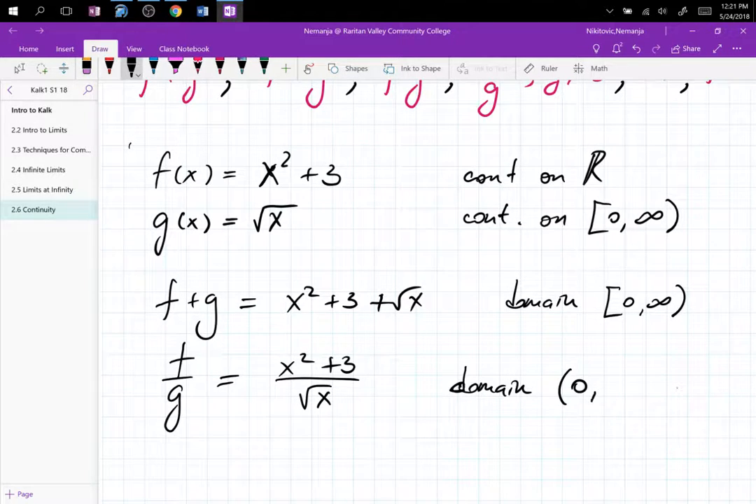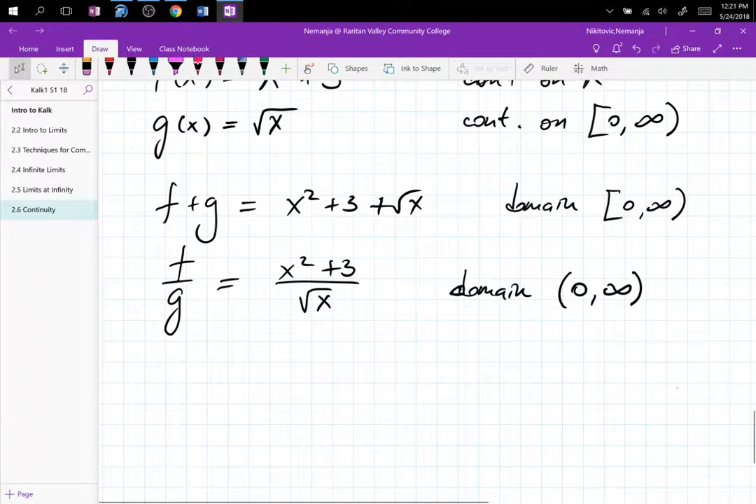Exactly, not including 0. So see, the domain is now even smaller. We kicked out 0 because your denominator is not allowed to be 0. Now, by the theorem above, this function combination is still continuous, but we had to kick out an additional point. We had to kick out 0.